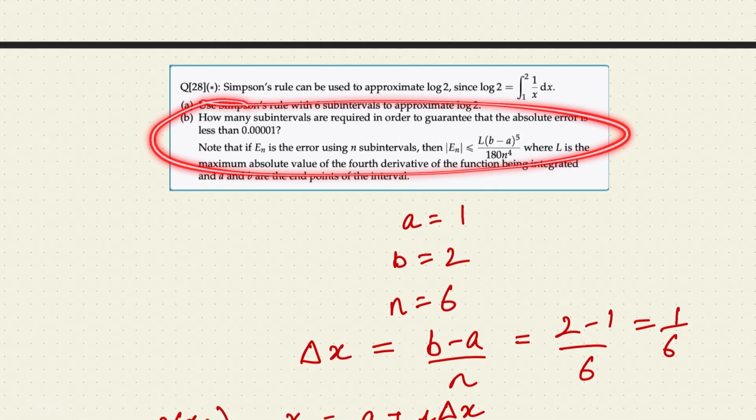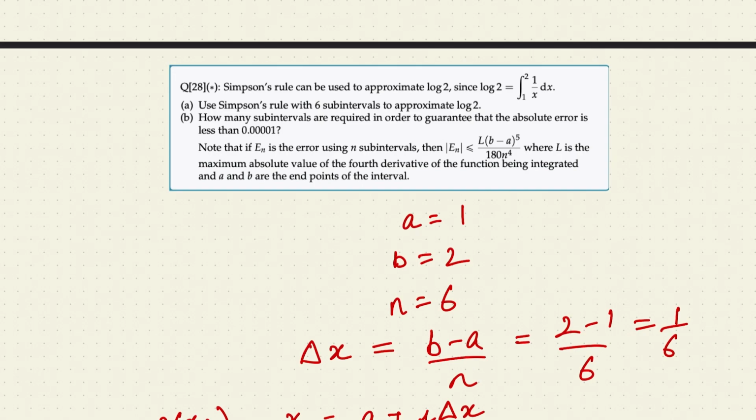So the next part is about calculating the number of subintervals which would be required in order to guarantee the absolute error to be less than 0.00001 in this case. Since we have already solved such questions in the previous videos as well, we know the process. So first we'll have to calculate the value of L, which would be the upper bound of the absolute value of the fourth derivative of f of x. In this case, our f of x is 1 by x.